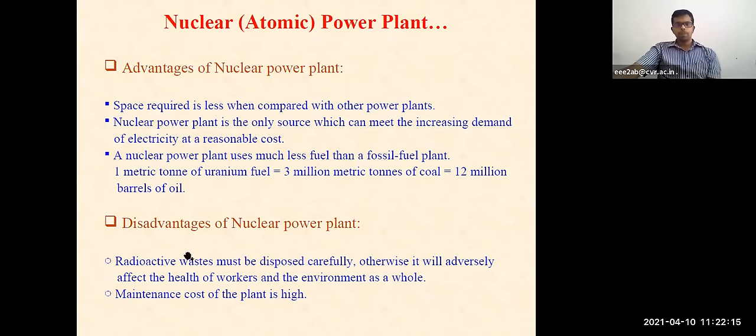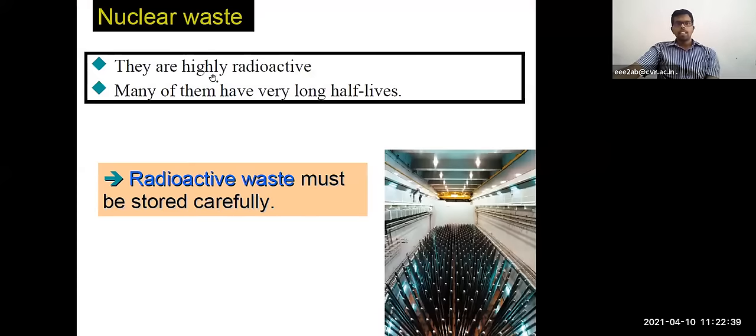Disadvantages of nuclear power plant: radioactive waste must be disposed of carefully, otherwise it will adversely affect the health of the workers as well as the environment. As a whole, the maintenance cost of the plant is high. Highly skilled workers are needed for maintenance of this plant. Generally, nuclear waste is highly radioactive, and many of them have very long half-lives, so radioactive waste must be stored or disposed of very carefully.